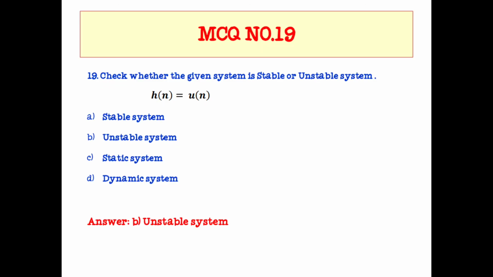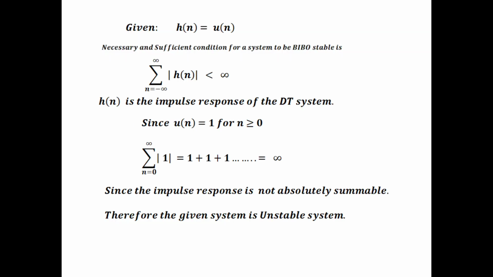Next, h of n is equal to u of n. So this system is an unstable system. Let me tell you how. Write the condition. Since this is a DT system, we have to write the summation expression: summation n equal to minus infinity to infinity of modulus of h of n is less than infinity. What about h of n? It is the impulse response of the system. Substitute h of n given in the problem, that is u of n. What is u of n? u of n is equal to 1 for n greater than or equal to 0.